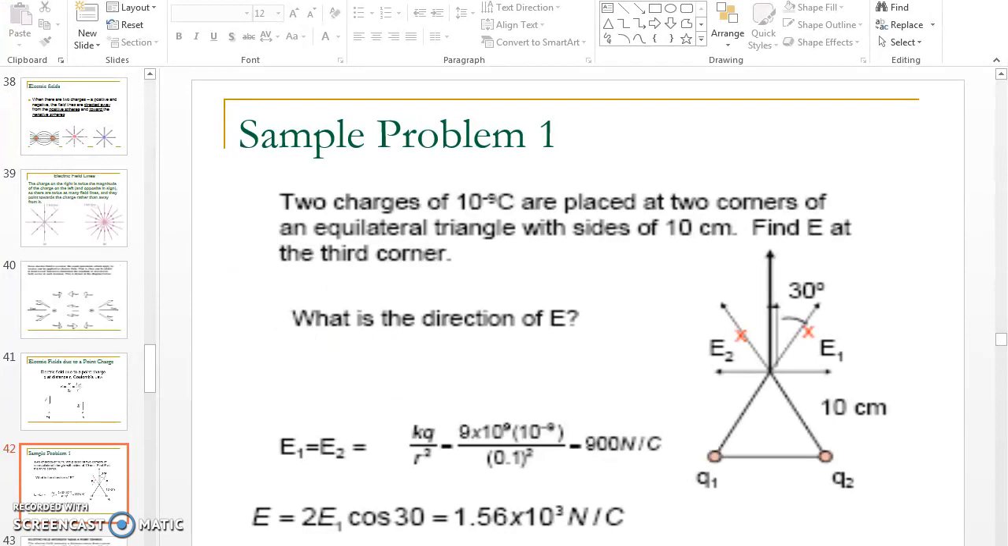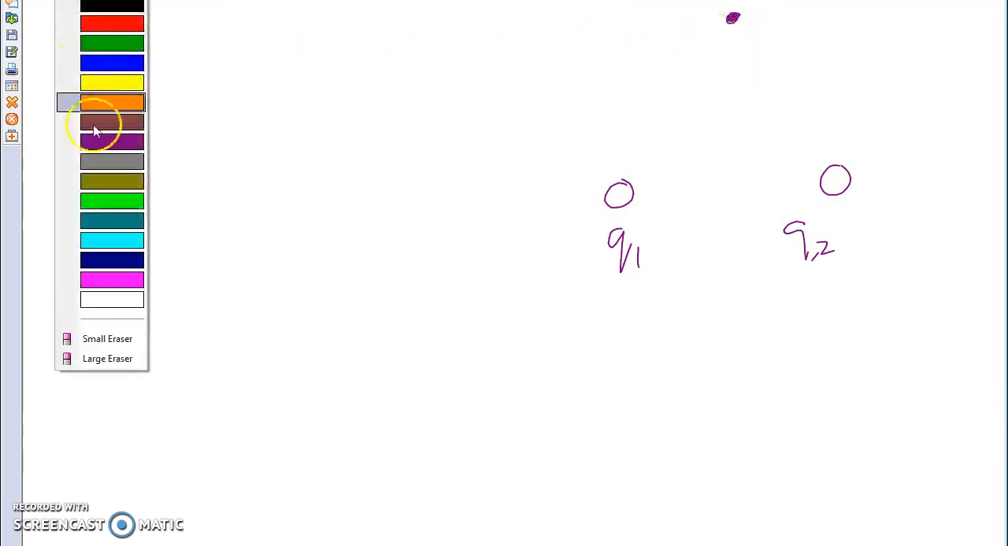So for electric fields, this is the question I want to do. Imagine I have 2 charges, Q1 and Q2, at 2 corners of an equilateral triangle, and my sides are 10 centimeters each. Let's go do this question. I'm going to draw it out. I've got Q1, Q2, and a positive test charge at the 3rd corner of my equilateral triangle.